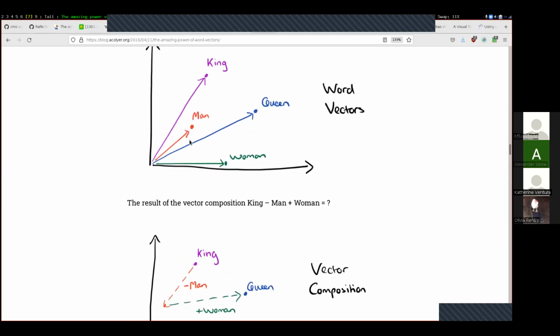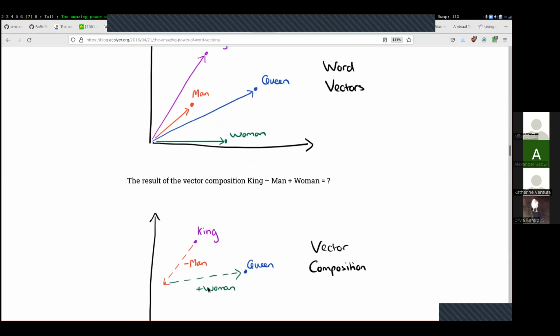But this red line right here is the negative man vector. You take this man vector, put it in the negative direction, and you add that to the king vector. So this red dashed line is the same as this red line, just flipped in the opposite direction, and we've added that to the king vector. And now if we add this woman vector, the same green vector, it's not going to take us exactly to the queen vector, but it'll take us really, really close to the queen vector.